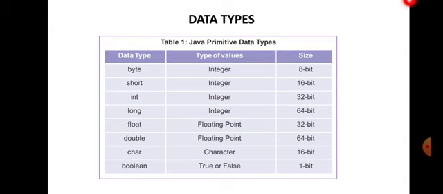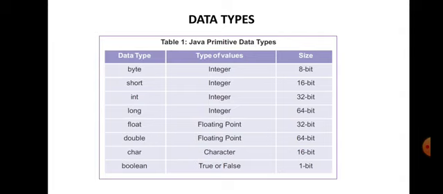Let us see what is a non-primitive data type. Non-primitive data types can have more than one value. What are they? They are strings and arrays. Now in your textbook we have only the Java primitive data types. Let us see what it is. Data type is byte, type of value is integer, size is 8-bit. For short it is integer, 16-bit. For int it is integer, 32 bits, long integer 64 bits, float floating point 32 bits, double floating point 64 bits, char character 16 bits, boolean true or false 1 bit.